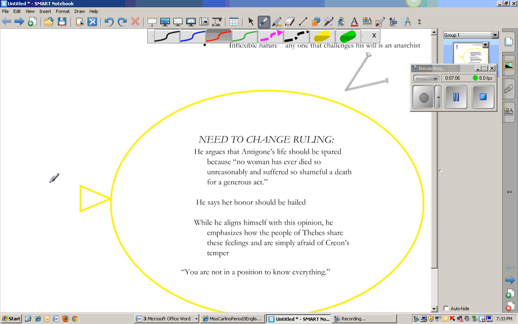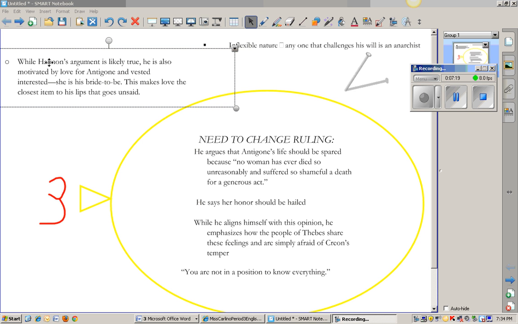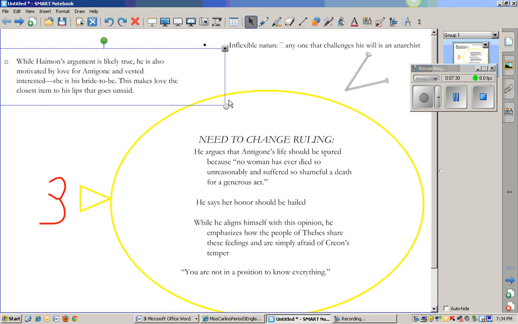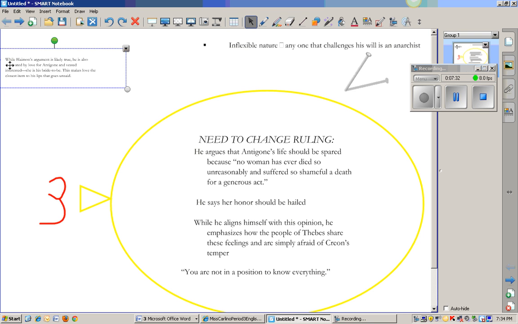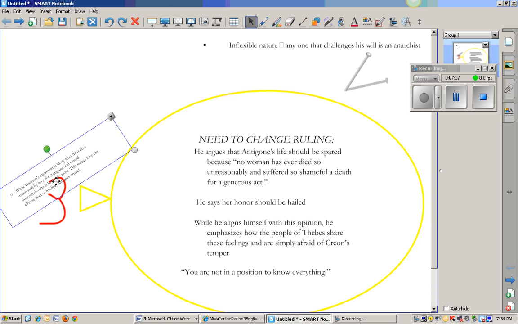So we're going to make some little lips by this mouthpiece here. Those are lips. That's what's blowing into the balloon. And thus, while Hymen's argument is likely true, he is also motivated by his love for Antigone and vested interest. She is his bride-to-be. So this love makes the closest item to his lips that goes unsaid. So I'm going to write something like that, or you should write something like that, hanging over by the lip area.